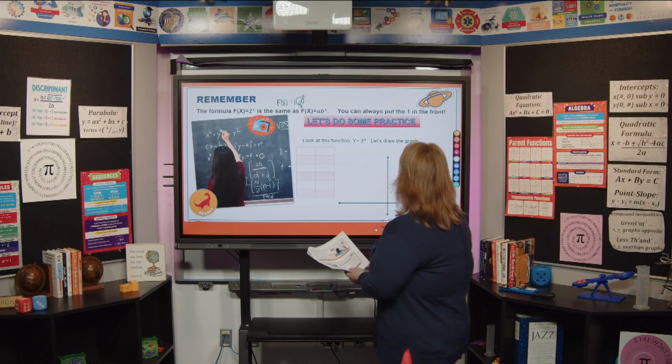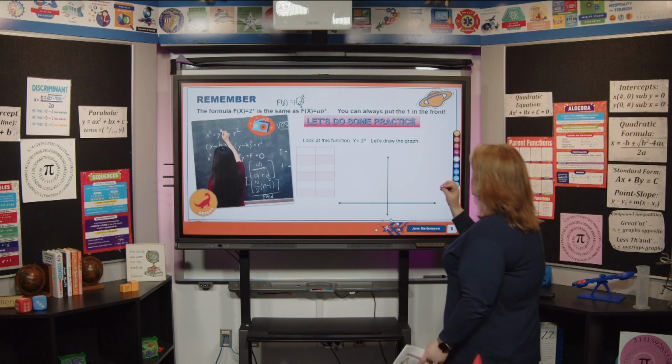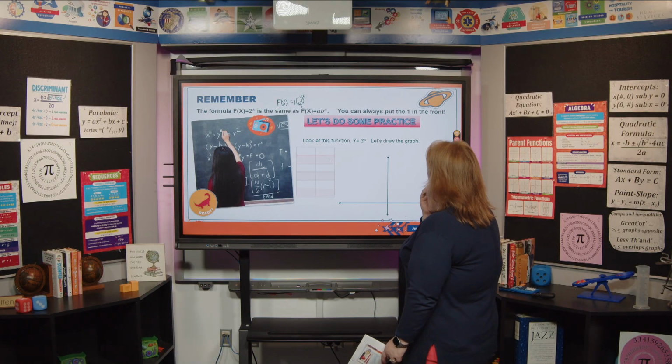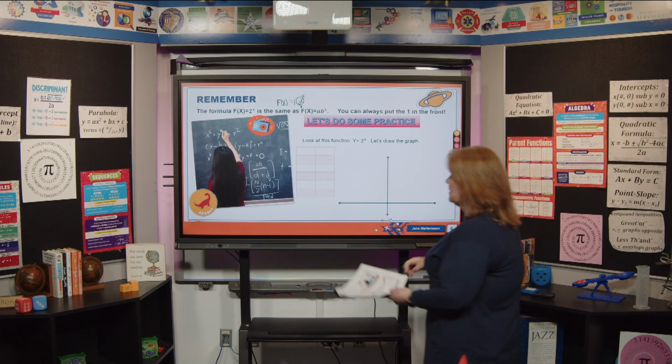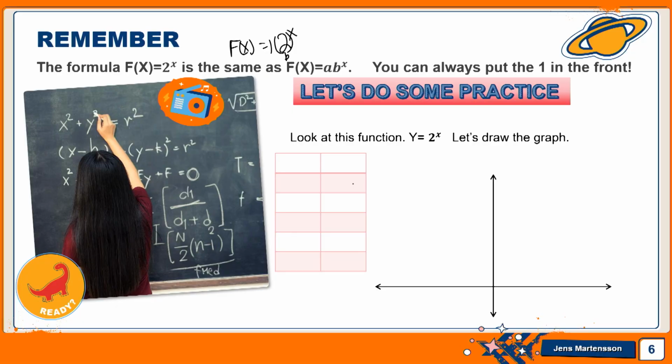So it says, let's do some practice. Look at this function. Let's draw the graph. Well, the first thing that we need to do is what? Let's look at the table. So I'm going to put an x and a y. So how can I find the points for this graph? Well, we know that we have a 1 right here. So my 0, 1.